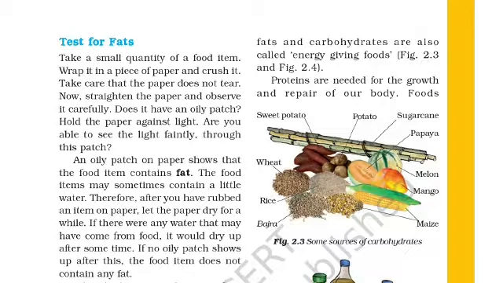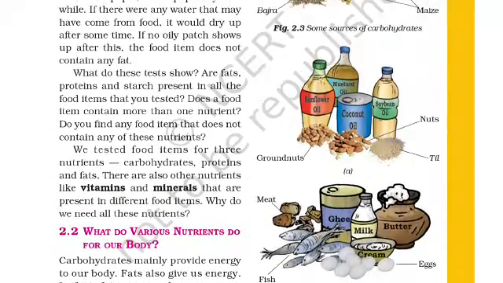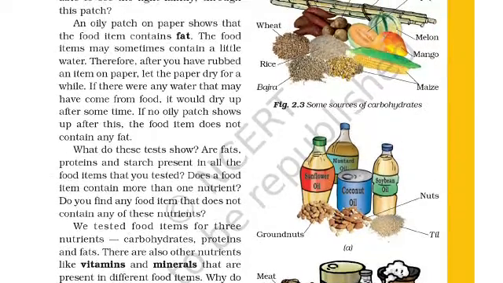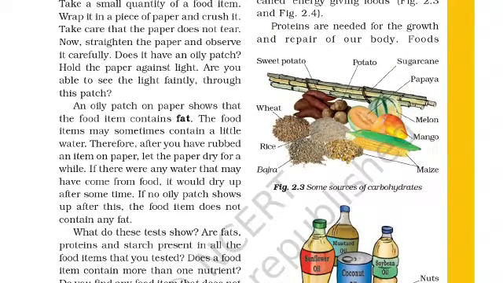Now straighten the paper and observe it carefully. Does it have an oily patch? If there is a patch of oil, then hold the paper against the light, where the light is coming from. We have to see there: are you able to see the light faintly?